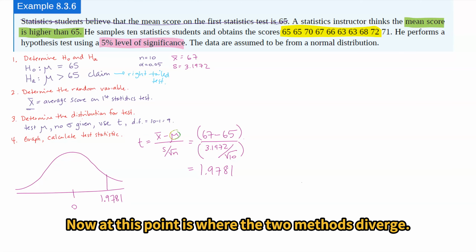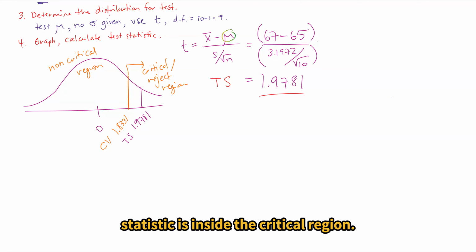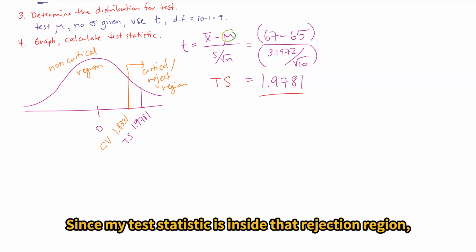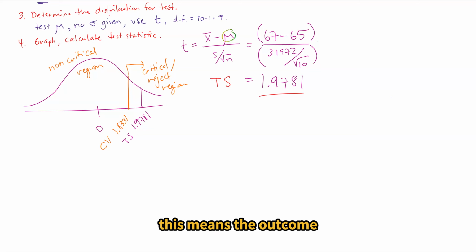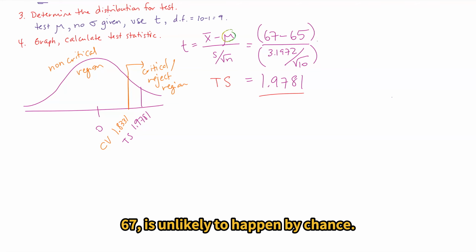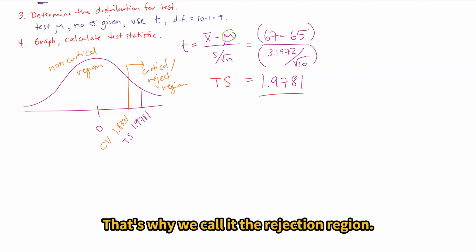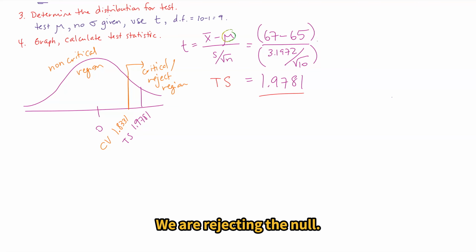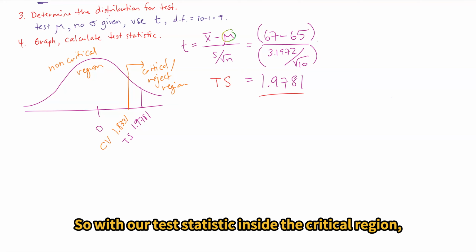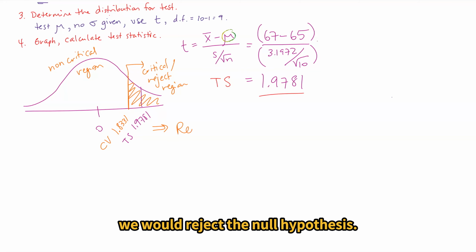The non-critical region is always the bigger part, so my critical region being to the right, I notice that the test statistic is inside the critical region. Since my test statistic is inside that rejection region, this means the outcome 67 is unlikely to happen by chance. This is enough evidence to go against our null hypothesis. That's why we call it the rejection region. We're rejecting the null. So with our test statistic inside the critical region, we would reject the null hypothesis.